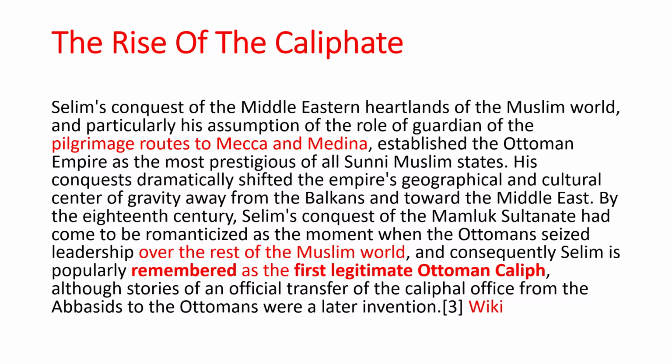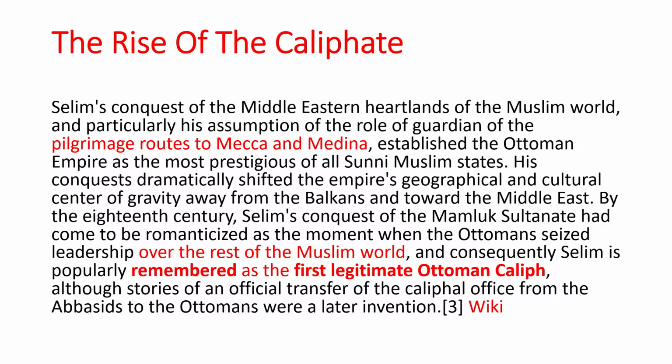That's via Wiki. Continuing on with some more Wiki information, the rise of the Caliphate: Selim's conquest of the Middle Eastern heartlands of the Muslim world, and particularly his assumption of the role of guardian of the pilgrimage routes to Mecca and Medina, established the Ottoman Empire as the most prestigious of all Sunni Muslim states. So there's Shia on one side, and the Sunnis are generally the Arab people. His conquest dramatically shifted the empire's geographical and cultural center of gravity away from the Balkans and toward the Middle East. By the 18th century, Selim's conquest of the Mamluk Sultanate had come to be romanticized as the moment when the Ottomans seized leadership over the rest of the Muslim world, and consequently Selim is popularly remembered as the first legitimate Ottoman caliph. The leader, the most powerful, like a Caesar.